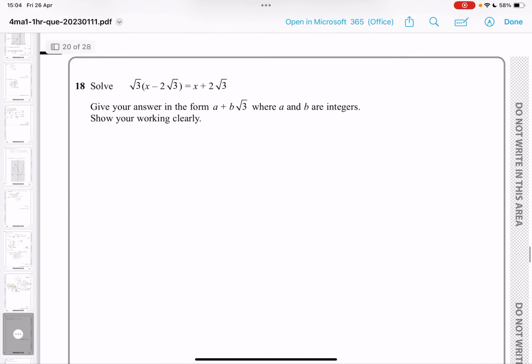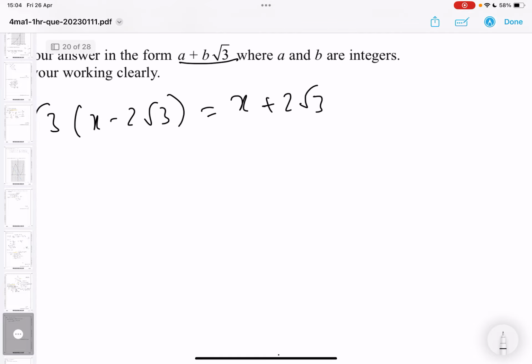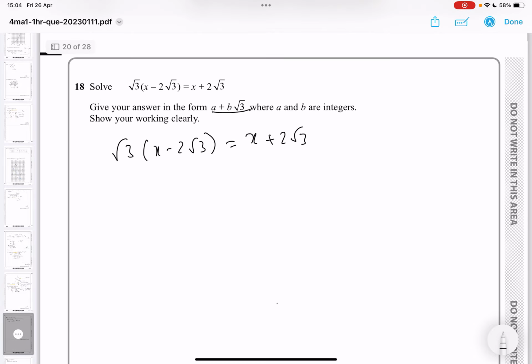Solve root 3 in brackets x minus 2 root 3 equals x plus 2 root 3 and give your answer in the form a plus b root 3. Okay, so this is a surds question. Let's start by writing out the equation. So I'm going to begin by expanding the brackets. Root 3 multiplied by x is x root 3, minus 2 root 3 multiplied by root 3 is minus 6. That's equal to x plus 2 root 3.